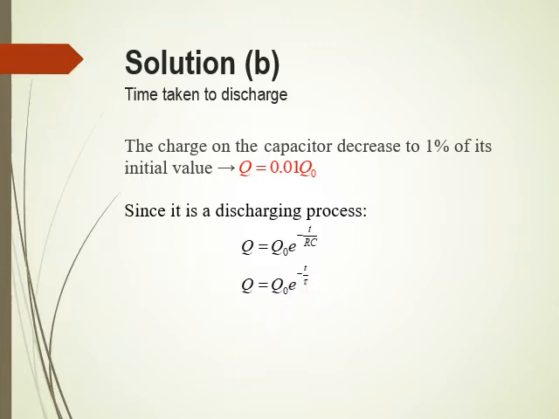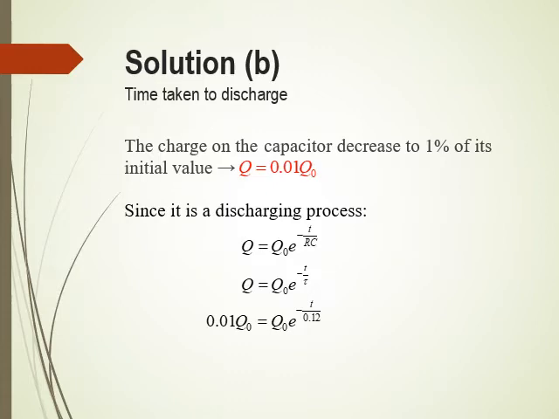So next step, what are we going to do? We substitute the values into the equation. So Q equals 0.01 Q naught, as you can see here, equals Q naught exponential negative t over 0.12. This 0.12, you got it from question A.